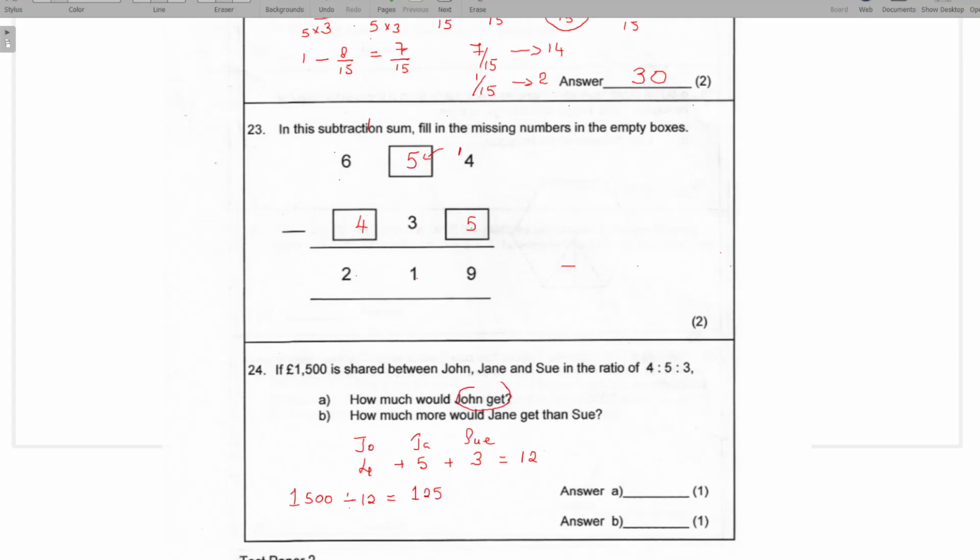How much would John get? John will get 4 portions of that. 4 times 125, which will be 600 pounds. So John gets 600.